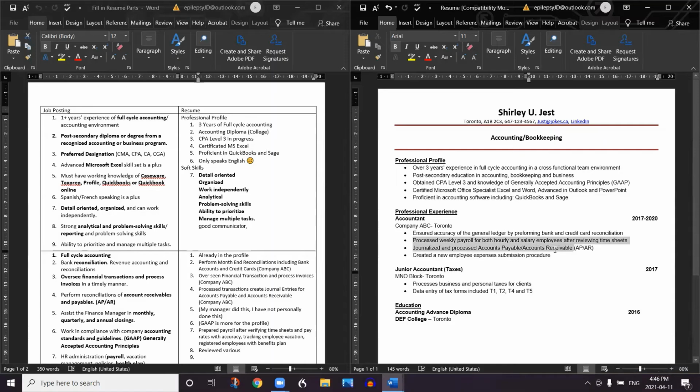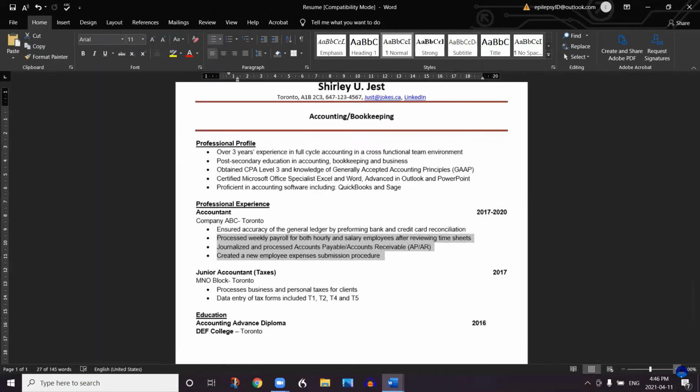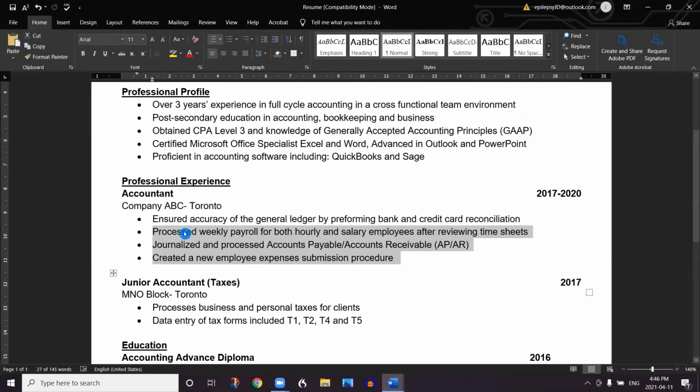Let's quickly go over some of these other points here for the resume, and I'm just going to make it a little bit bigger so it's easier to see. So we have processed weekly payroll for both hourly and salary employees after reviewing timesheets. We have journalized and processed accounts payable and receivable, and created a new employee expense submission procedure.